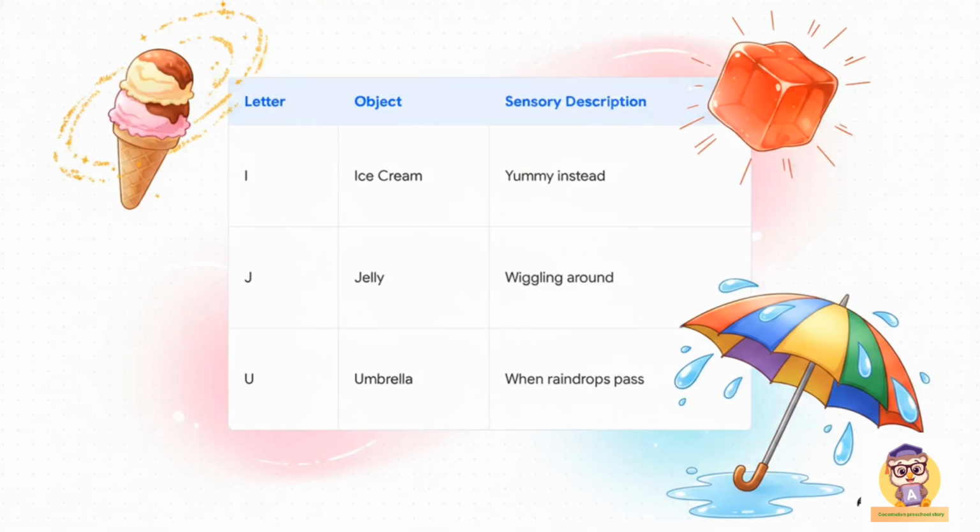Now, what is really fascinating is how the text uses very specific sensory triggers to totally elevate these everyday objects. For I, we have ice cream, which is described with taste as yummy. For J, jelly gets this dynamic movement, it's wiggling around. And U for umbrella relies on a totally shifting environment happening when raindrops pass. It takes completely static objects and makes them feel alive. It's like a sensory playground for your mind.